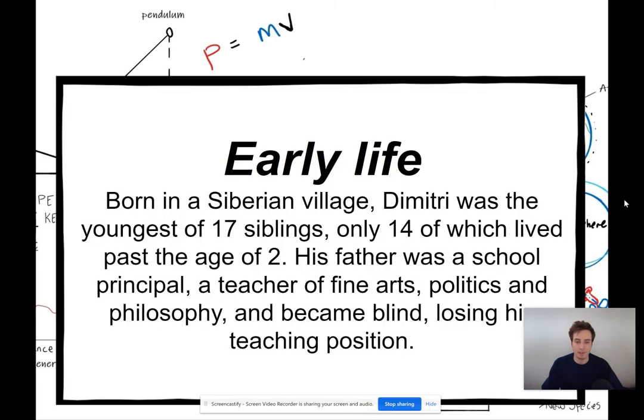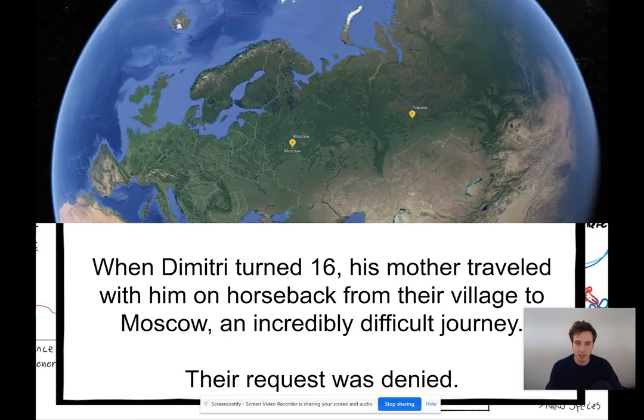Dmitry Mendeleev. Early life. He was born in a Siberian village. Dmitry was the youngest of 17 siblings, only 14 of which lived to the age of 2. His father was a school principal, a teacher of fine arts, politics, and philosophy, and became blind, losing his teaching position. When Dmitry turned 16, his mother traveled with him on horseback from their village to Moscow, an incredibly difficult journey. You can see here that you would have to zoom out to see the curvature of the earth to even get that in screen. Their request when they got there was denied.